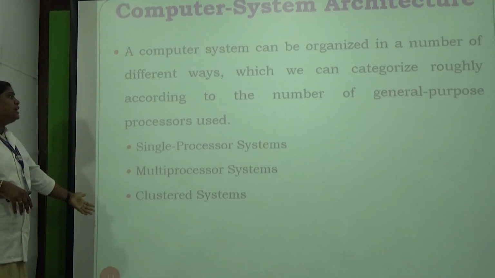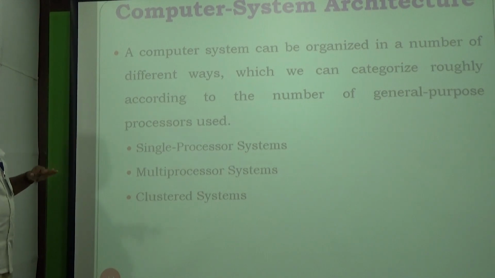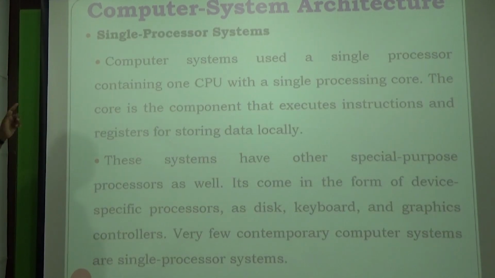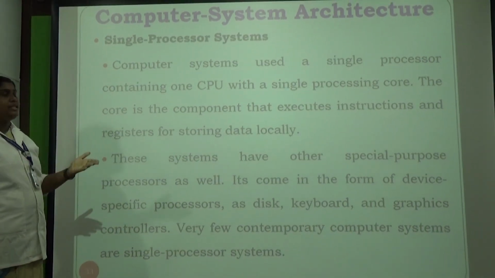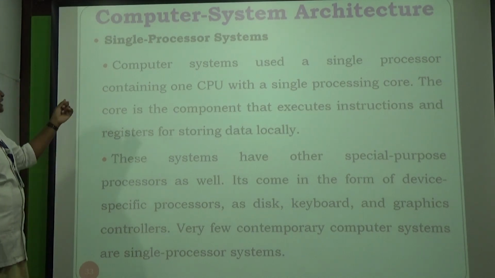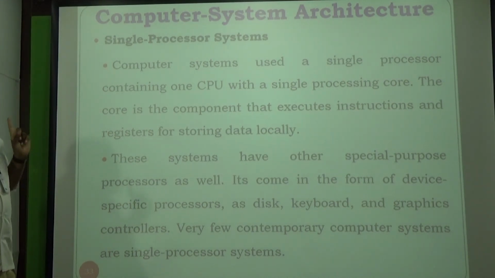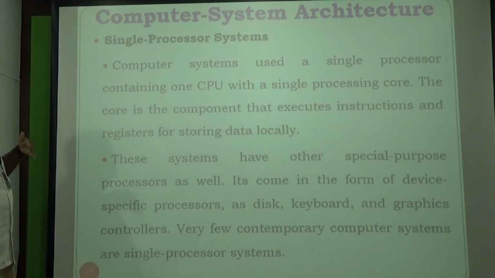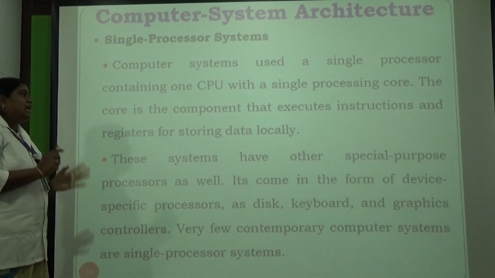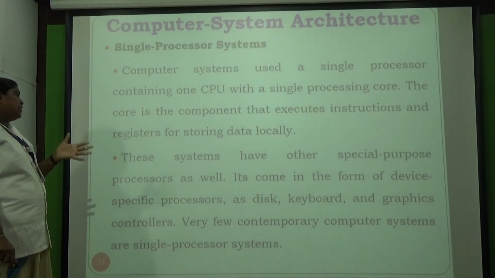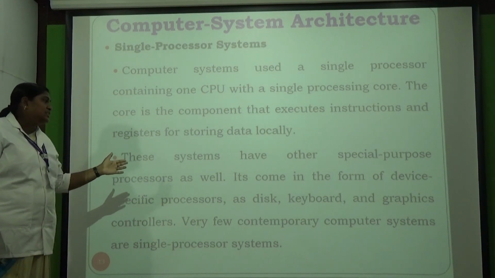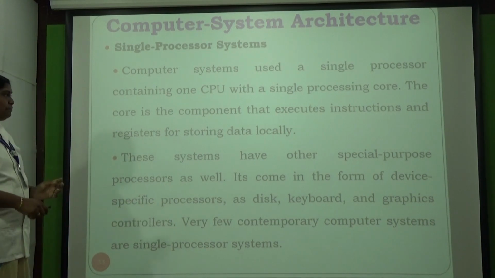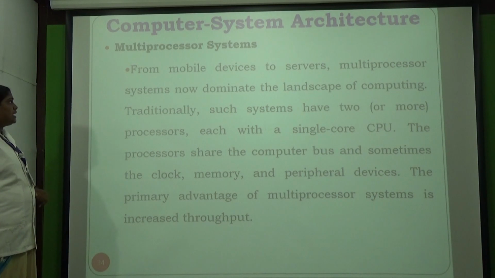Okay, so these are the different processors. One is a single-processor system, another is a multi-processor system, and the next one is a cluster system. As we have discussed earlier, the single-processor system has a single processor containing only one CPU with a single processing core, so that all the core components execute instructions, register and store data locally in the same system. It also has some special-purpose processors, like disk, keyboard, and graphics controllers, etc.